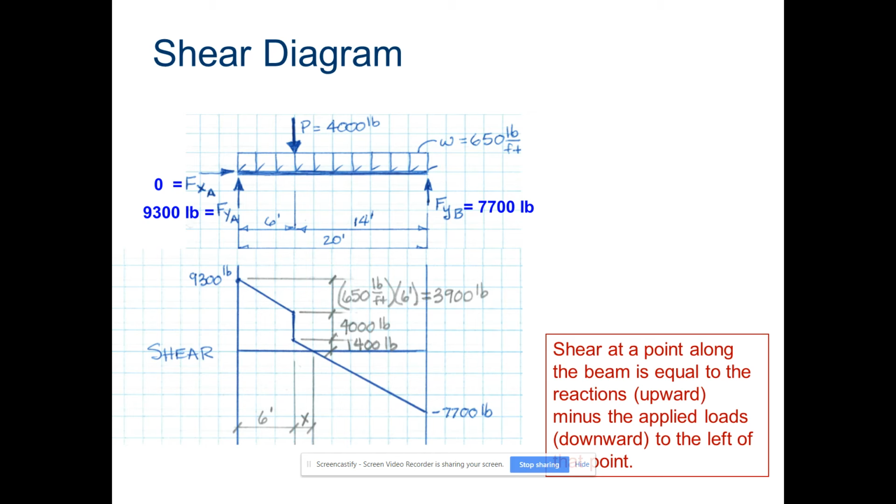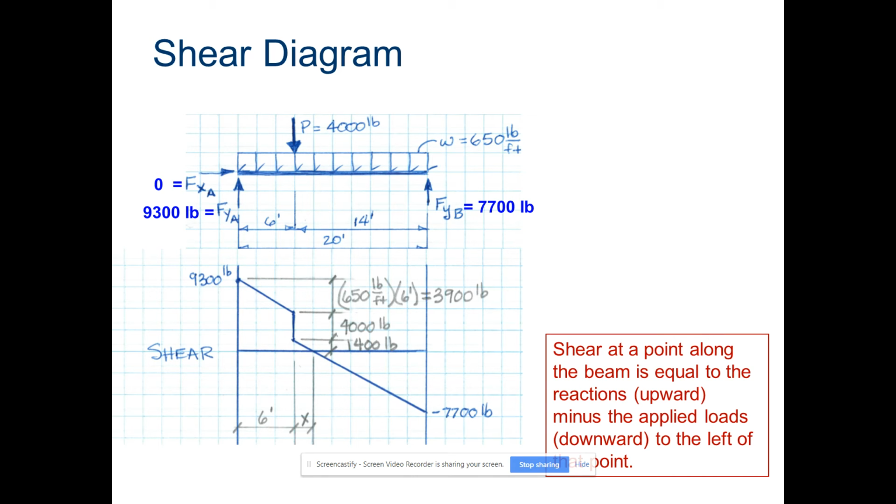All right, so we see that in our shear diagram, we start off at 9,300 pounds to reflect force YA. It slopes down, okay, to that 6-foot point. Why does it slope down? Because we're looking at 650 pounds per foot. Remember, that is a distributed continuous load. Now, it stops at that 6-foot point. Why? It goes straight down because we have 4,000 pounds coming down there.